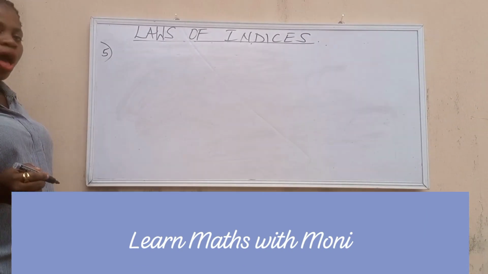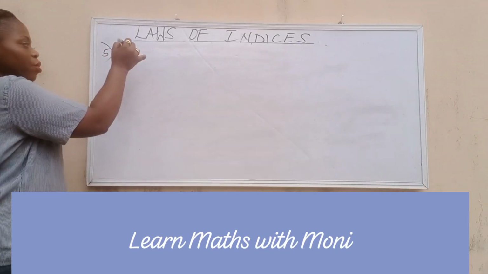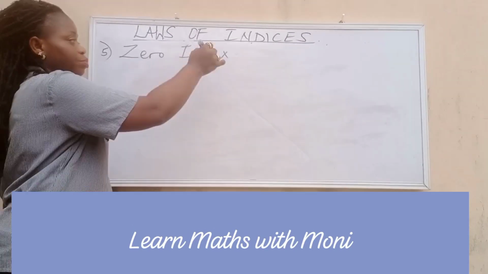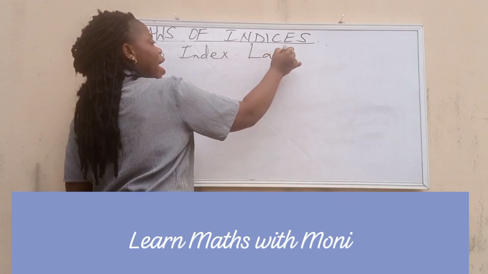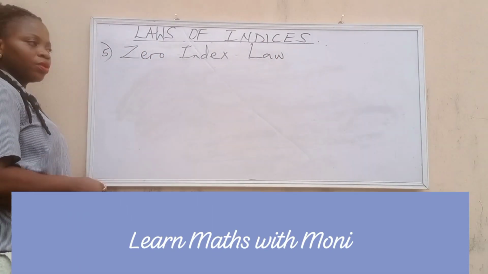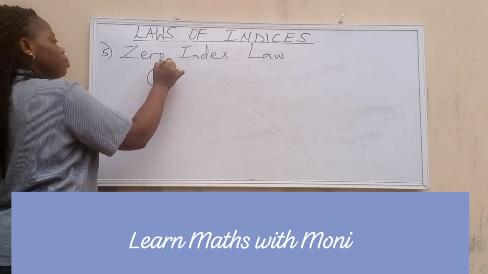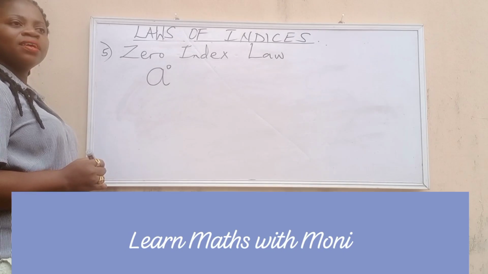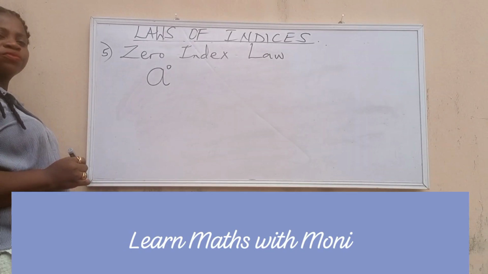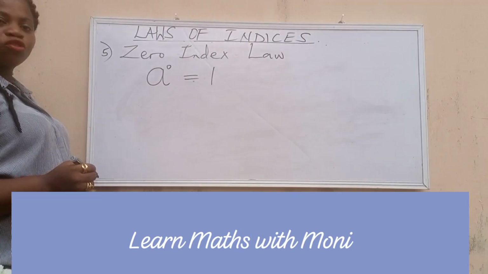The fifth law I'll be looking at this morning is the zero index law, where I have a power of 0. The law says anything that is raised to the power of 0 is equal to 1. Let us prove this law.